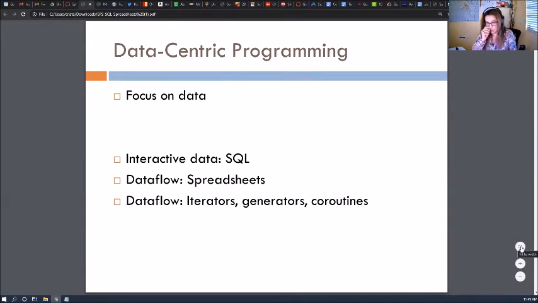So to that extent, I'm going to talk about these three things this week. I'm going to talk about SQL, and I'm going to talk about data flow in terms of reactive programming, which is the model behind, for example, Excel. And then on Thursday, I'll talk about the real data flow, which is the concepts that give rise to the streaming APIs, and a lot of other things of that sort.